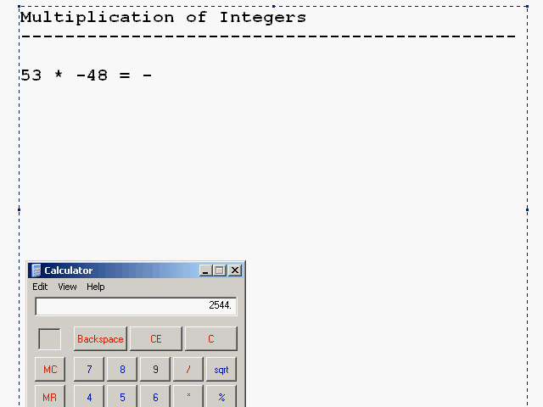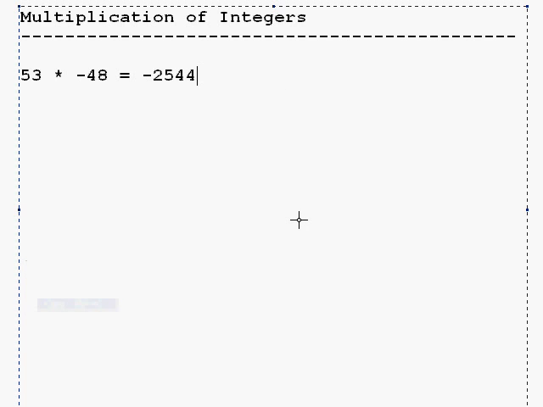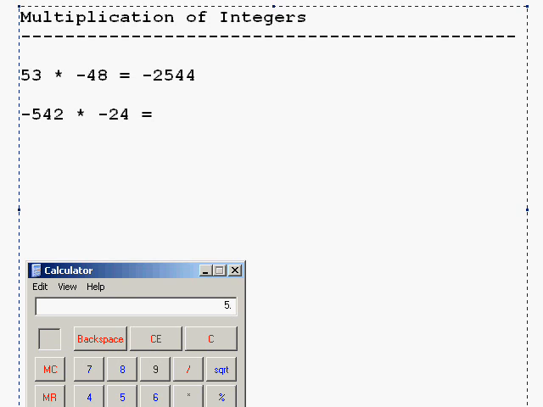If we want to do something even more complicated, okay, there are two negatives, so our final answer is going to be positive. So negative 542 times negative 24 is 13,008. Pretty straightforward.